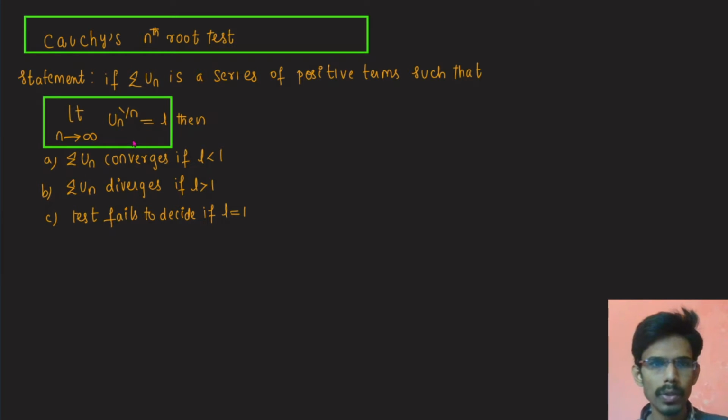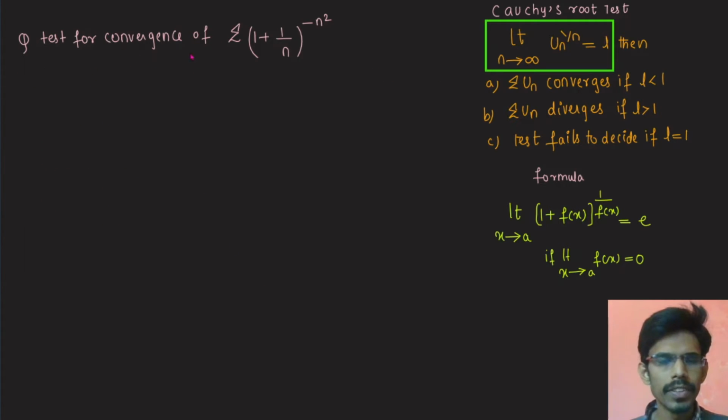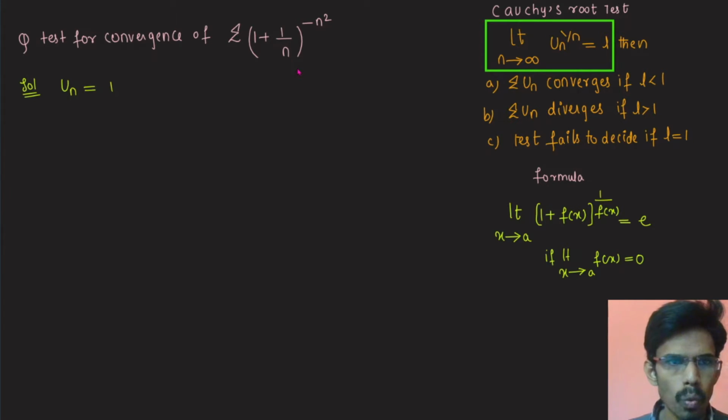Now we see some questions based on this test. For convergence of sigma 1 plus 1 by n whole power of minus n square. So in the question we have this term, bracket power minus n square. So we have nth root. This question can be solved by Cauchy's root test since we have power n. Now let us see. The general term of the sequence is this term without sigma. Let us take un as 1 plus 1 by n whole power of minus n square.